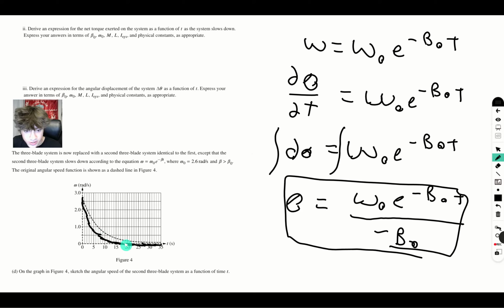And what I just did is solve the last problem. Sorry guys, I didn't read it. It says on the graph in figure 4, sketch the angular speed, and as you can see, it has a faster change because this exponential is going to be decreasing more rapidly. So that's how you would go about solving that.